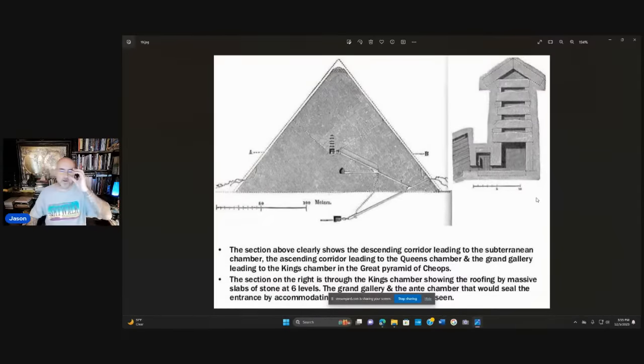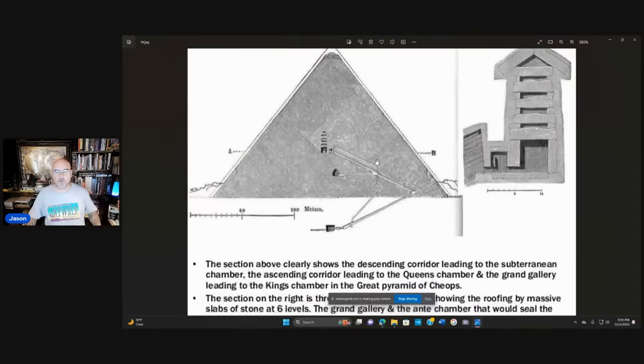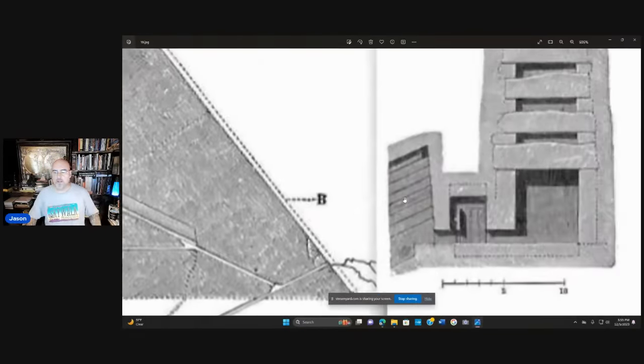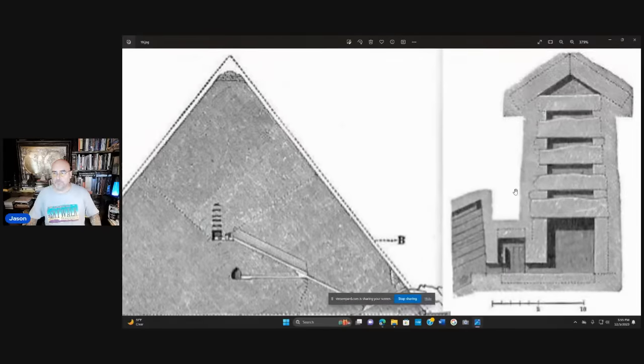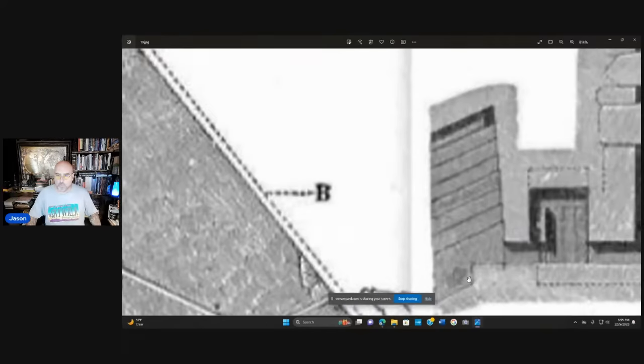Here's a cross-section right here. Very unique architecture. Here it is. Look. Can't miss that. There's the antechamber. There's the top of the Grand Gallery. The Grand Gallery ends right here. Do you see where my little cursor is? That's called the Great Step. That is the central axis to the Great Pyramid. That is the 0 degree meridian for the Great Pyramid.